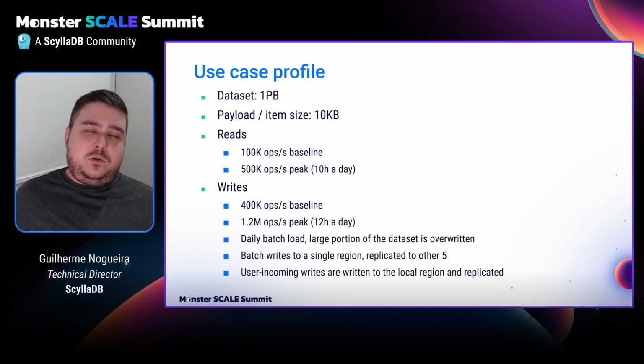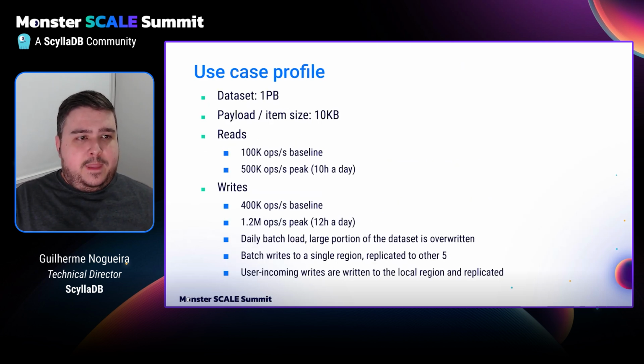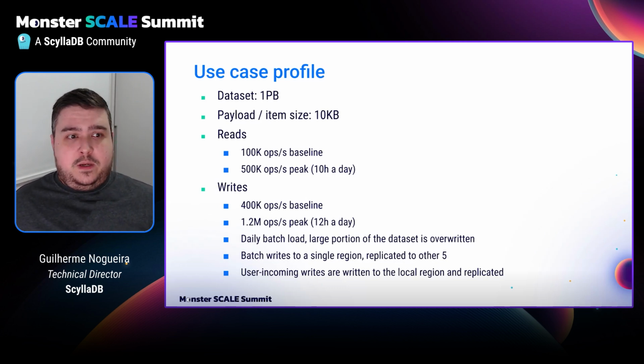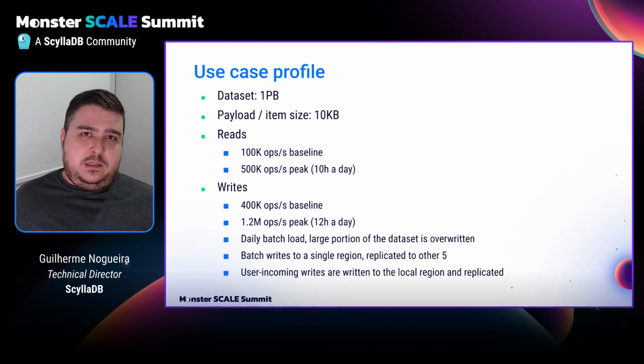Going over the metrics of the use case, it's a 1 petabyte data set, so that's a 1 petabyte table replicated across 6 regions as well. The average item size or payload is 10 kilobytes, so it accounts for all the titles that are being recommended, as well as various interactions that the user had with those recommendations, liking, disliking them, any sort of additional feedback or watched state that is stored alongside the actual recommendation.